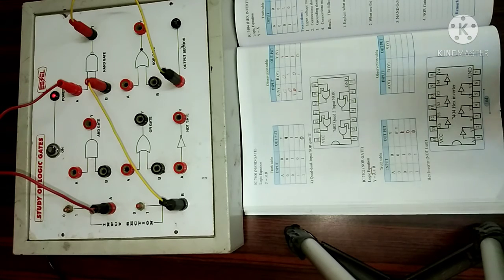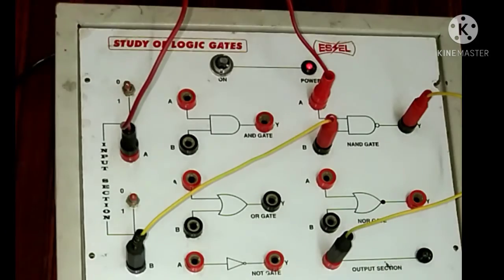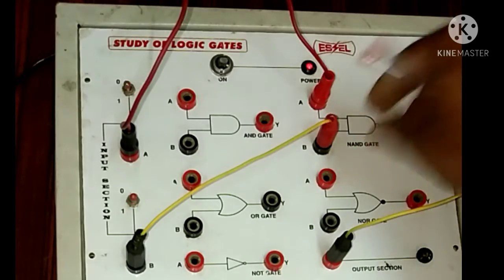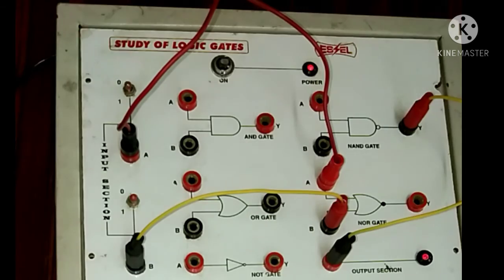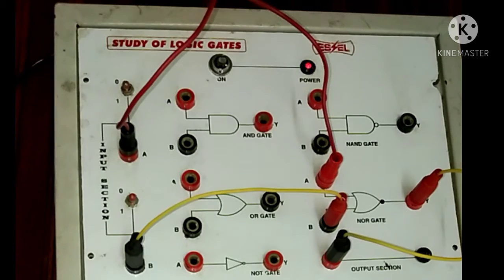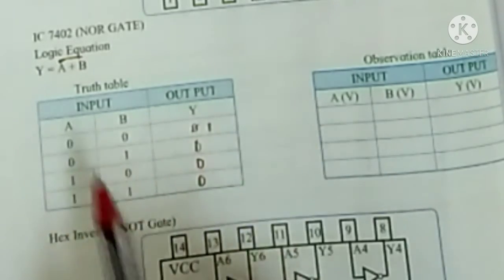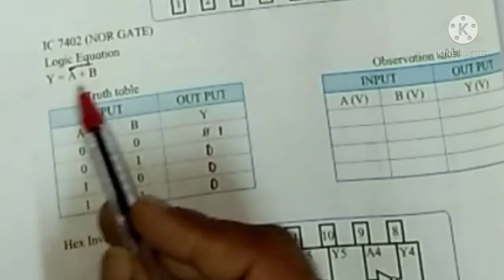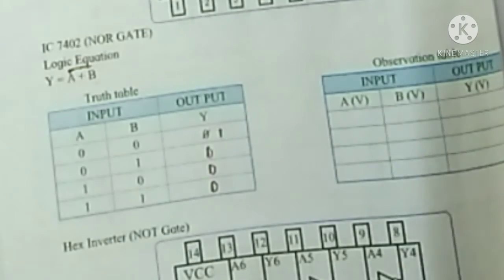Now similarly we want to verify the truth table of the NOR gate. For the NOR gate, again we get 2 inputs, that is A and B, and 1 output. Right? Then the Boolean equation of this NOR gate is simply A plus B whole bar. It means that it is exactly opposite to the OR gate.